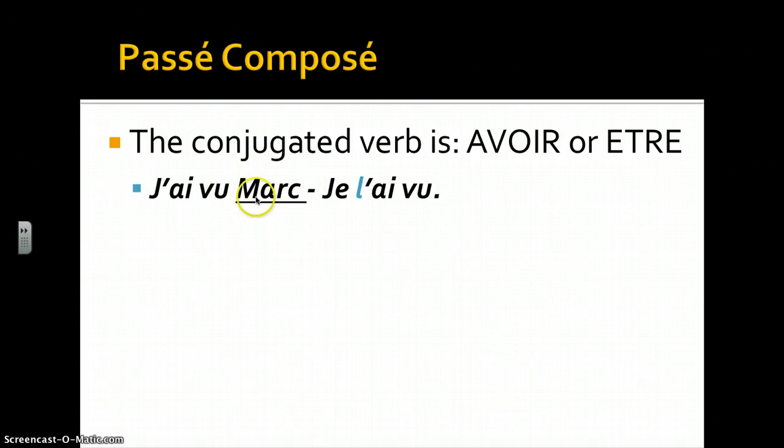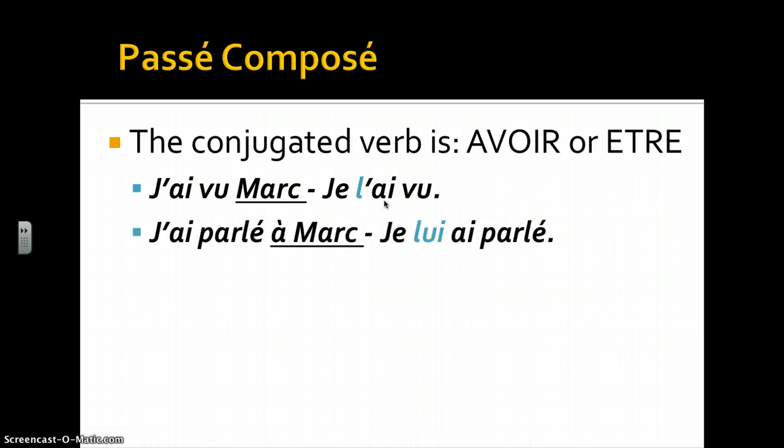So, j'ai marqué. Remember, what do we need to replace marque with? We want to replace it with le, parce qu'il est masculin. Où est le verbe conjugué? Where is the conjugated verb? Right here in my form of avoir. So I got to put the le in front of it. Make it L apostrophe because of the vowel sound here.